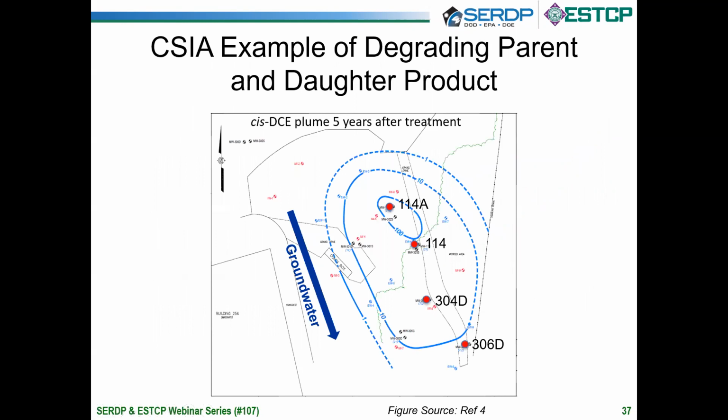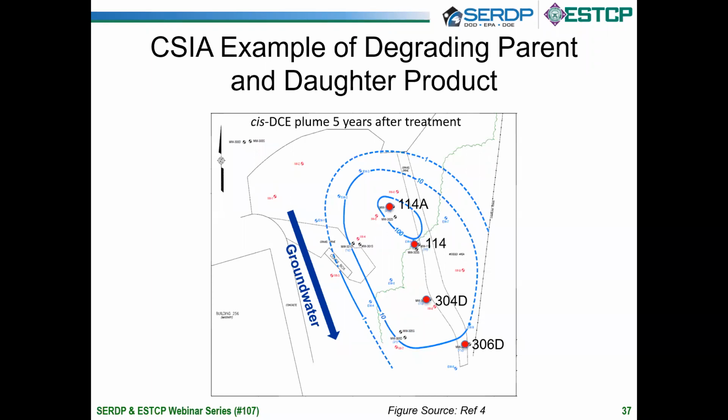Okay, so here's some data from an actual site. This was a site where bioremediation was performed, and there was bioaugmentation, addition of lactate, and then later on, emulsified oil was added. And this was a large plume of TCE and cis-DCE, and the technology worked pretty well.